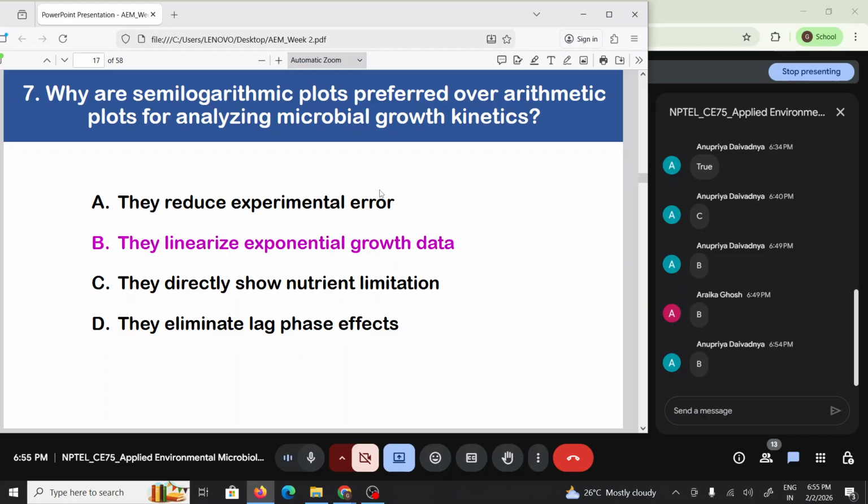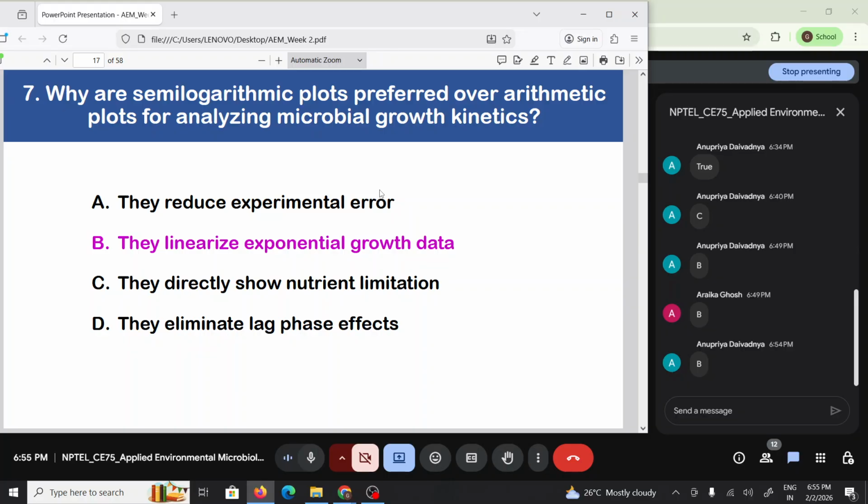So yes, the answer for this question is that semi-logarithmic plots linearize exponential growth data. When we plot our microbial growth curve, we are not going to plot the direct arithmetic data in the graph sheet as an arithmetic plot. Instead, on the y-axis we take the logarithm, and the x-axis is going to be time. So this is how our microbial growth curve is going to be plotted.